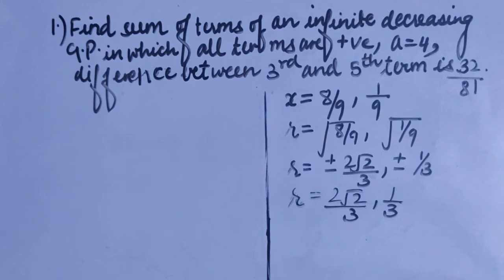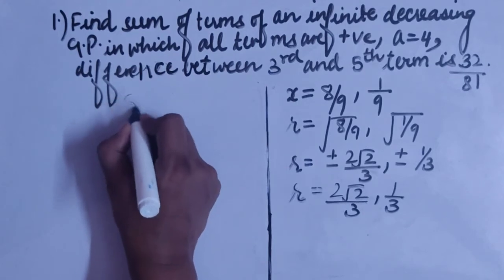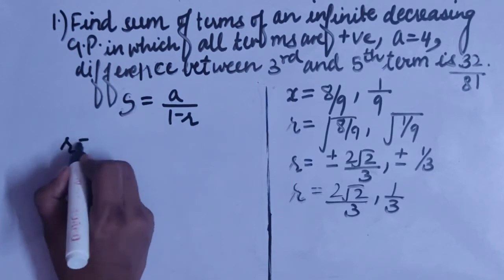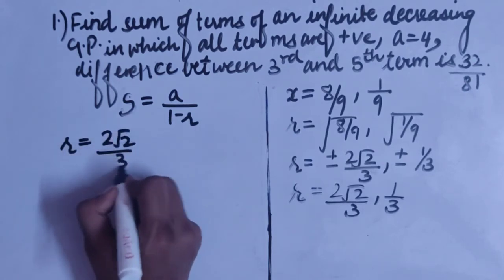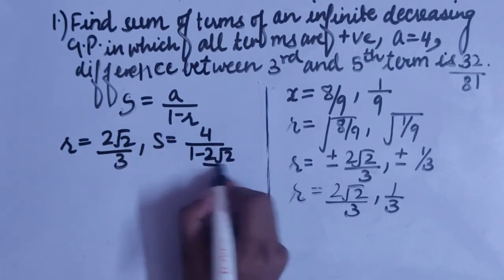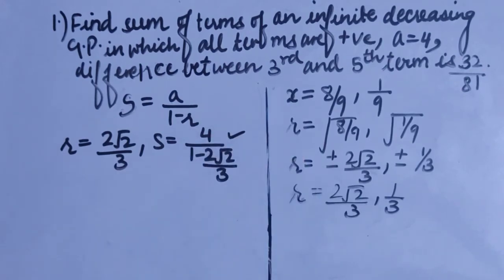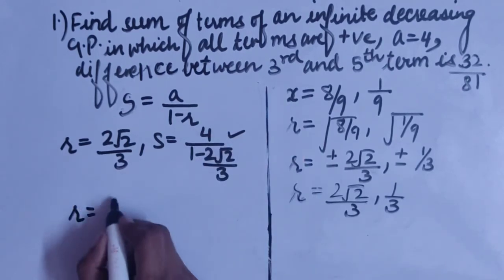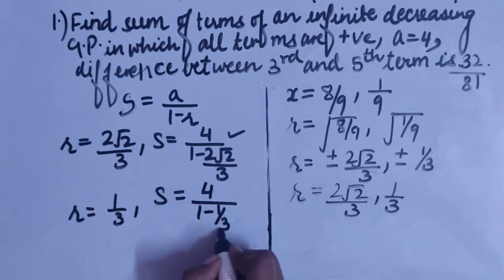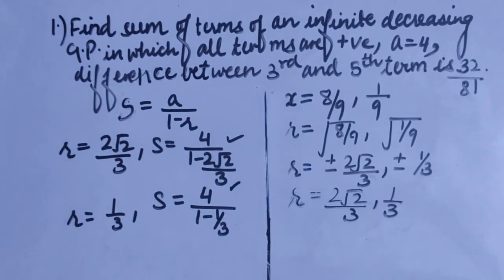Yes students, as we have got the value of r now, we will find the sum, and the formula for the sum of an infinite GP is a upon 1 minus r. When r is equal to 2 root 2 upon 3, the sum will be equal to 4 upon 1 minus 2 root 2 upon 3, and we can solve it. And when r is equal to 1 by 3, the sum will be equal to 4 upon 1 minus 1 by 3. In a similar manner, we can solve it and get the sum of the terms of an infinite decreasing GP.